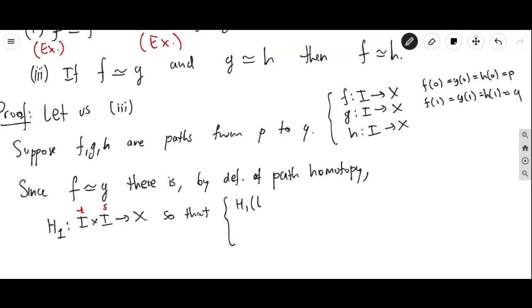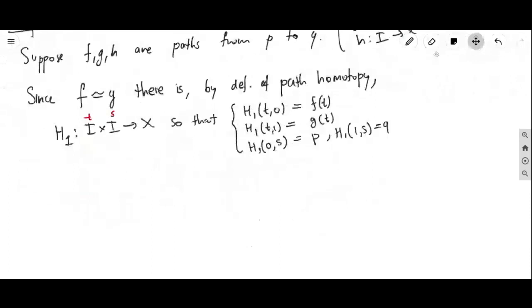H1 of t, 0 gives us the first path, that's f of t. H1 of t, 1 gives us the second path, that's g of t. Then H1 of 0, s is always equal to p, so that means all of the intermediate paths all start at p, and H1 of 1, s is equal to q. So that is the definition of a path homotopy. There's a mapping from that square into X.